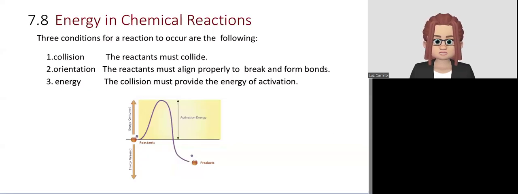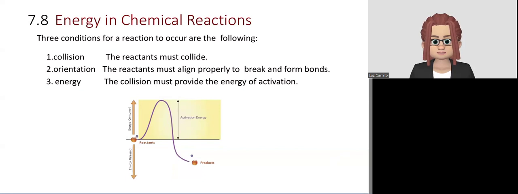In this video, we're going to finish the concepts of chapter 7. Now we are going to explore energy in chemical reactions. In order for chemical reactions to happen, understand that there are three conditions that must be met.